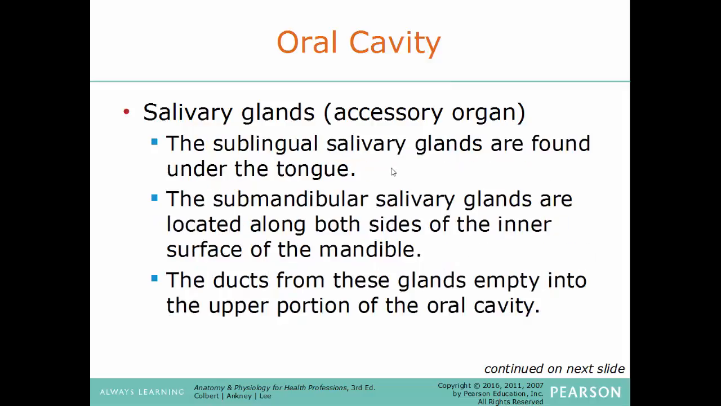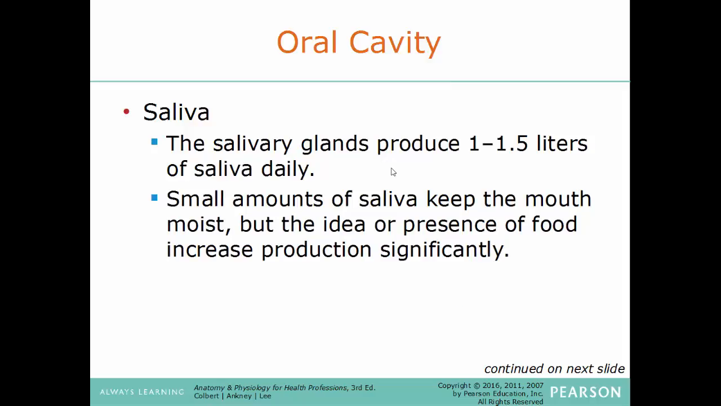The sublingual salivary glands are found under the tongue. The submandibular salivary glands are located on both sides of the inner surface of the mandible, near the lower jaw. And the ducts from these glands will empty into the upper portion of the oral cavity. So these are the glands that will secrete saliva, which will start the chemical process of breaking down the food that you're eating. Now these glands will produce between 1 and 1.5 liters of saliva every day.